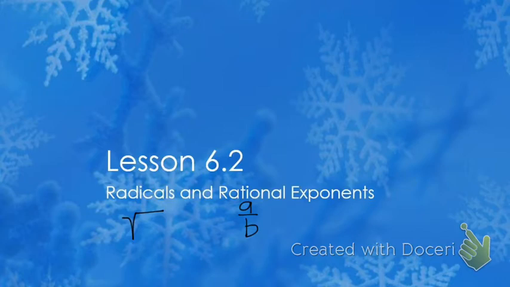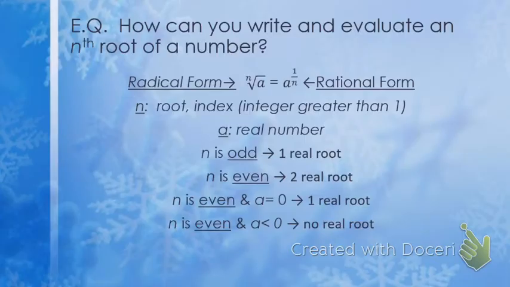So you'll notice if the title says rational exponents, that means today we're going to be looking at exponents that are fractions. Yesterday, all of our exponents were whole numbers, so it's going to be a little bit different. We're also going to be dealing with radicals today. So the essential question says, how can you write and evaluate an nth root of a number?